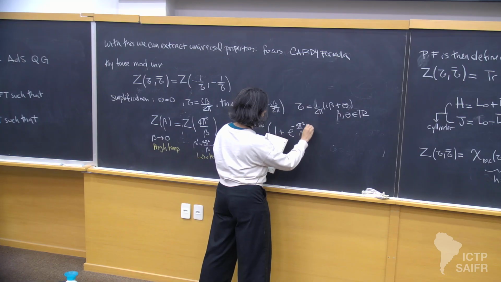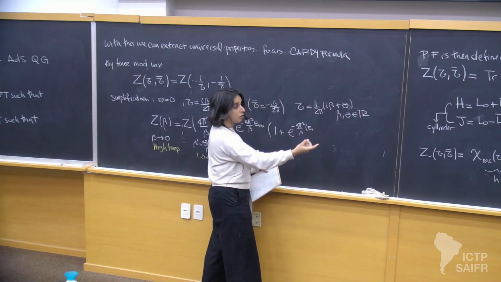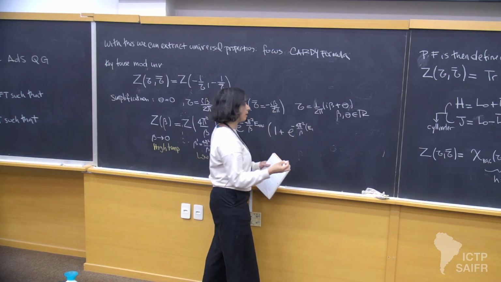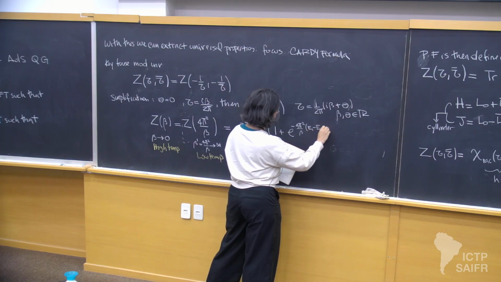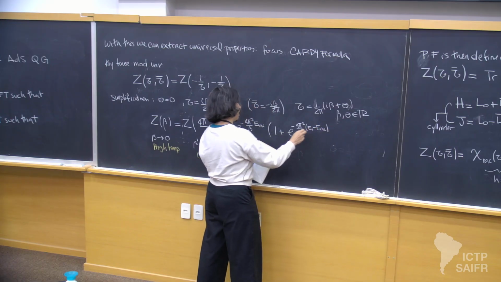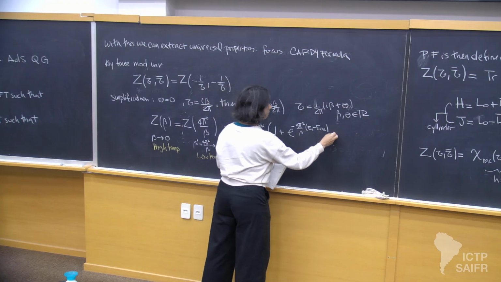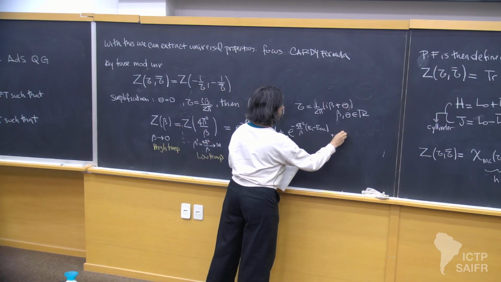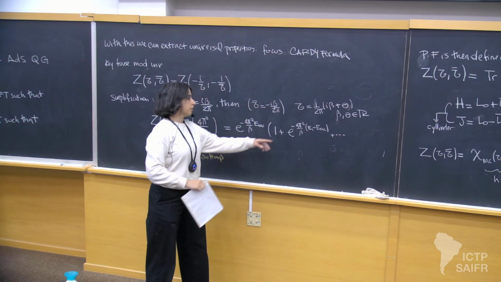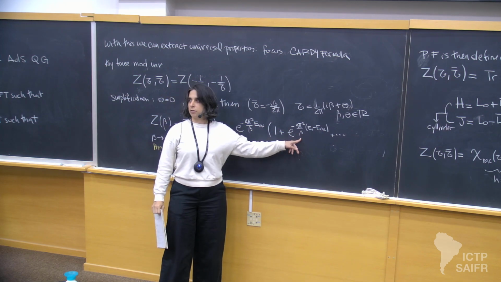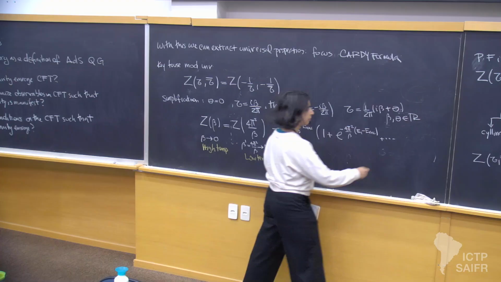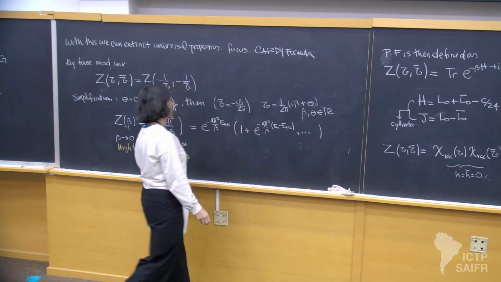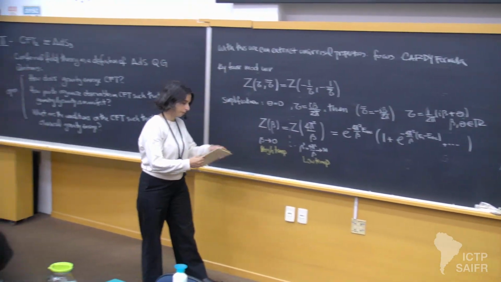There will be the first excited state, which can either be a primary or a descendant, depending on the spectrum. I don't care. But basically, anything that is excited will have this difference be positive. And so if beta is going to 0, this is going to be highly suppressed, right? So the most important contribution is going to be the vacuum contribution. Okay?